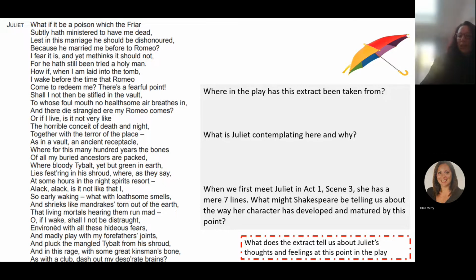With any extract question you look at, if it's a character, what does the extract tell us about that character's thoughts and feelings at this particular point in the play? And this one is Juliet's.